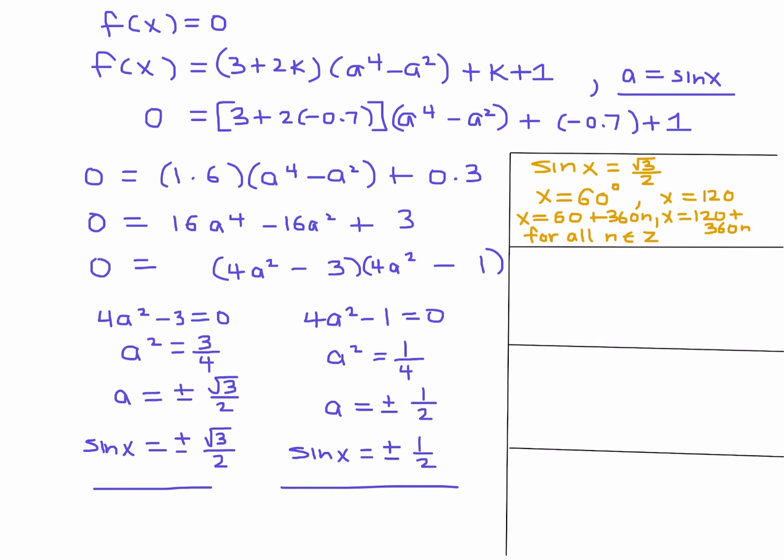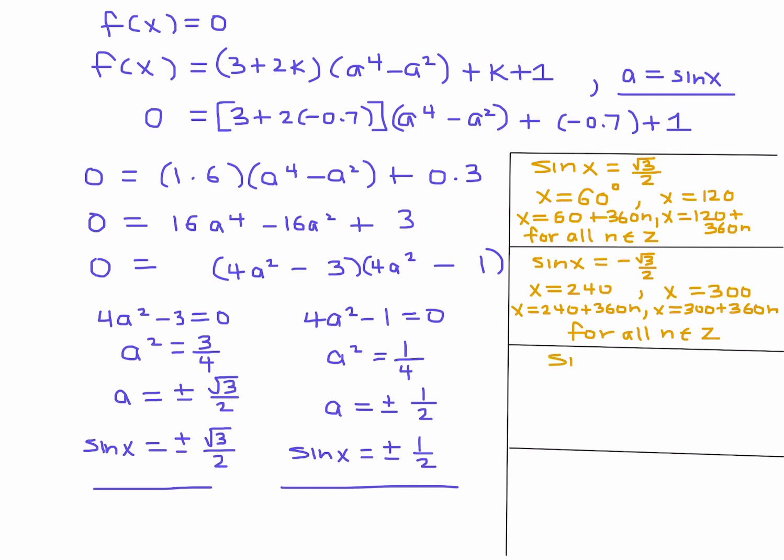Okay, so in a very similar way, we're going to do the other 3 cases. The next one is sine of x is equal to negative root 3 over 2. And that gives me x is equal to 240, or x is equal to 300. But those are certainly not the only ones. Any value of x that's 240 plus 360n, or any value of x that is 300 plus 360n will give me sine of x is equal to negative root 3 over 2, for all n that is an element of the set of integers. Any value of n that's an integer.